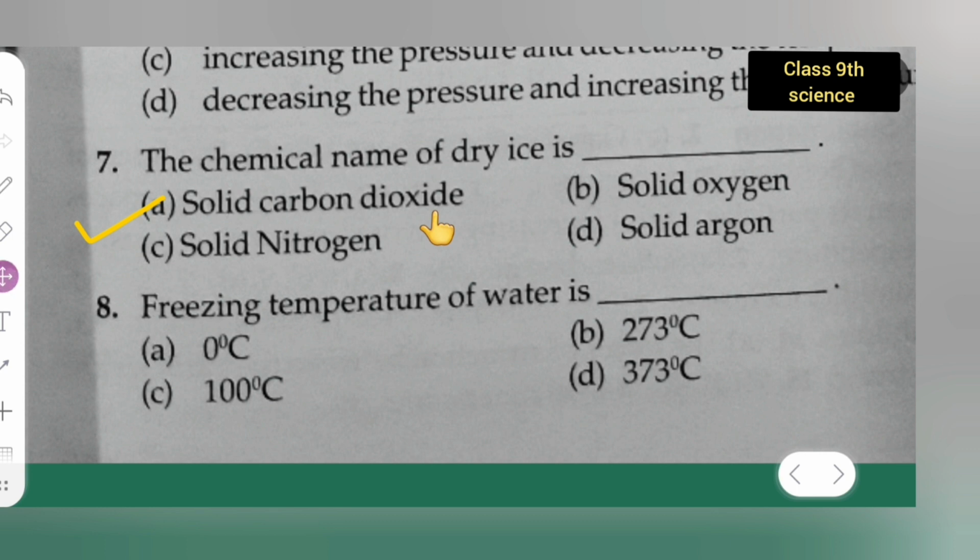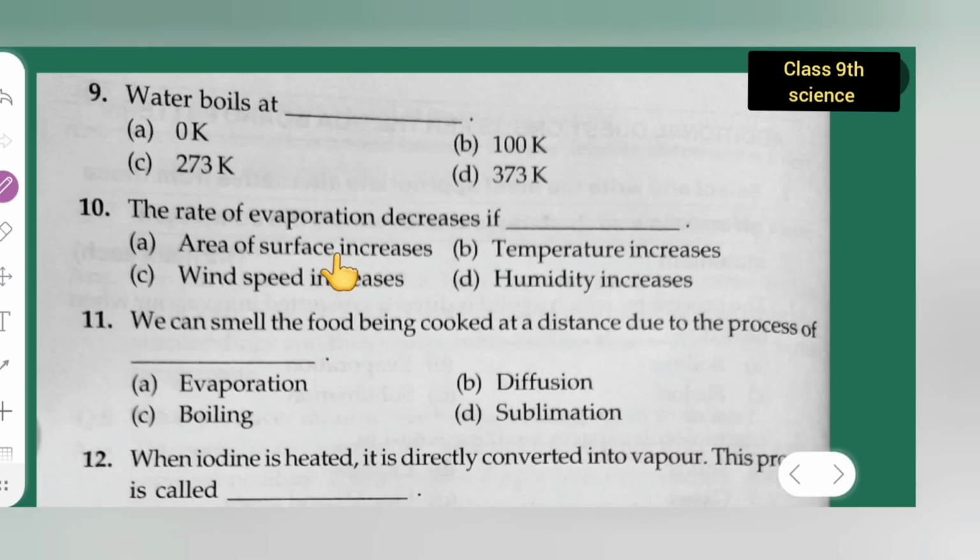Next is the freezing temperature of water. Option A is 0 degrees Celsius, option B is 273 degrees Celsius, option C is 100 degrees Celsius, option D is 370 degrees Celsius. Which is the correct answer? For question number 8, it is 0 degrees Celsius. Freezing temperature of water is 0 degrees Celsius. Moving towards the next part. Now let us see.